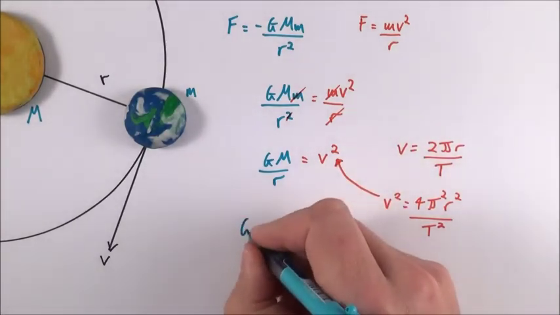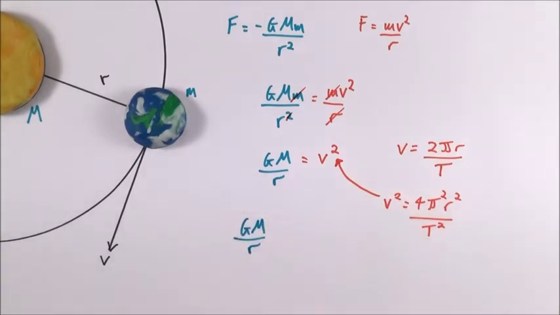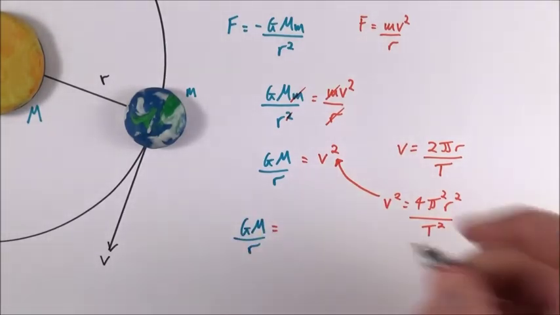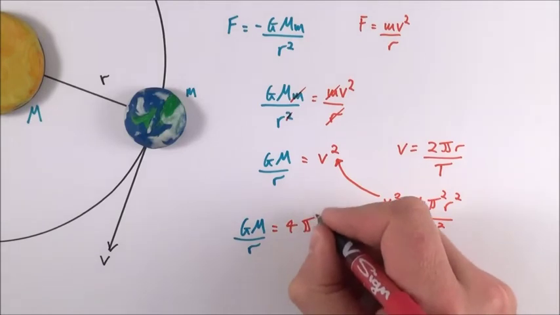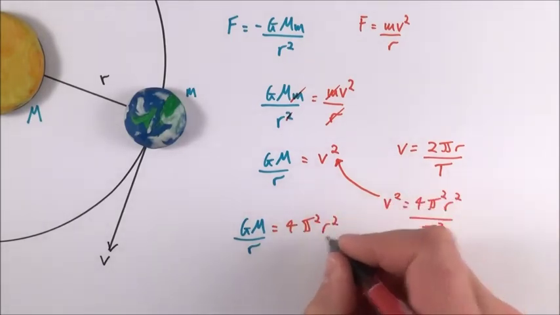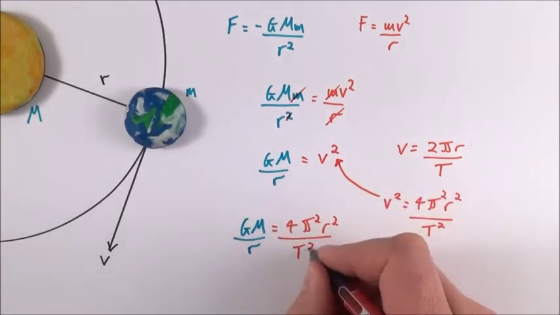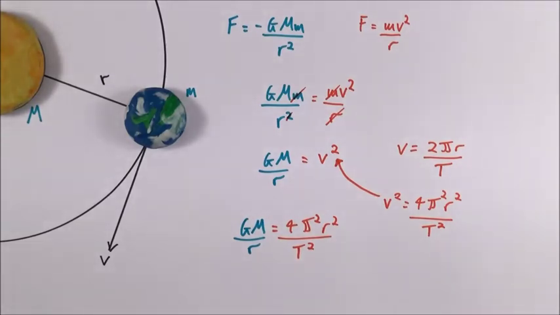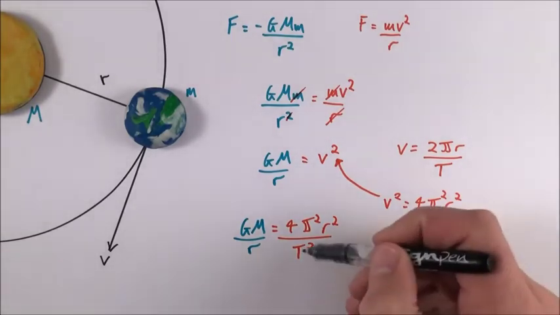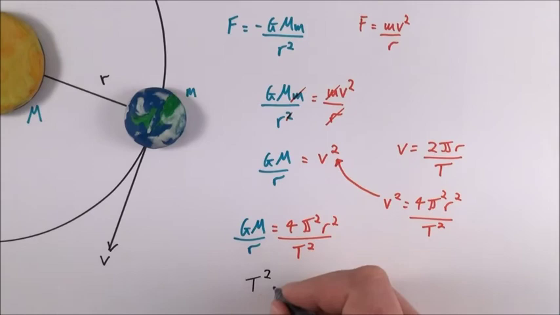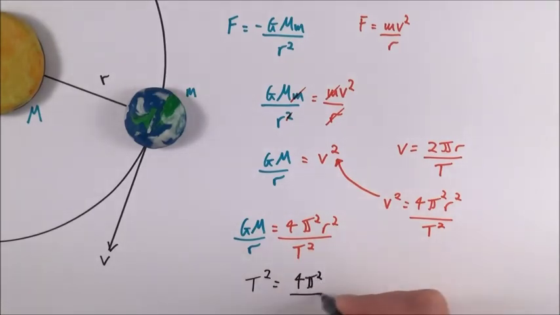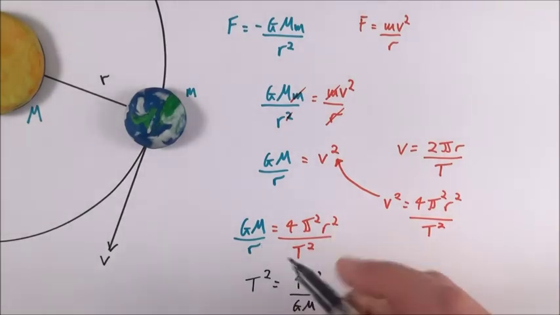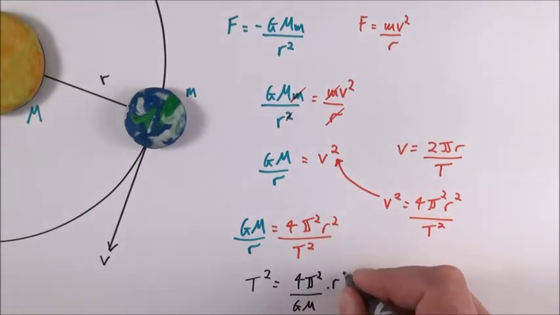So what we can then say is that GM over r is equal to 4 pi squared r squared over T squared. And if we rearrange this to make T the subject, what I'm going to do is bring this up here to say T squared is equal to 4 pi squared over GM multiplied by r squared times r, which is r cubed.